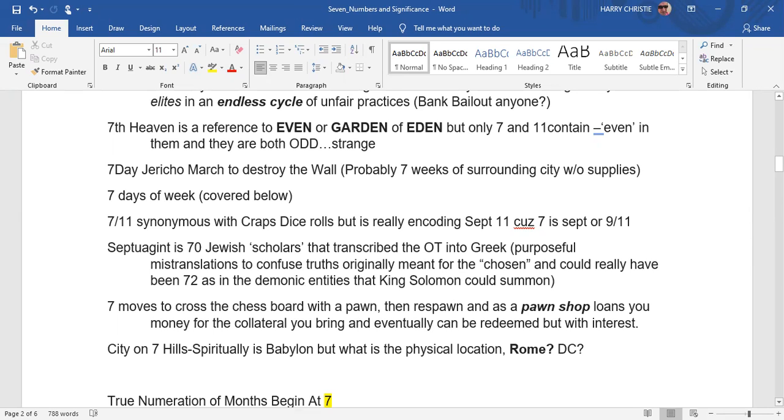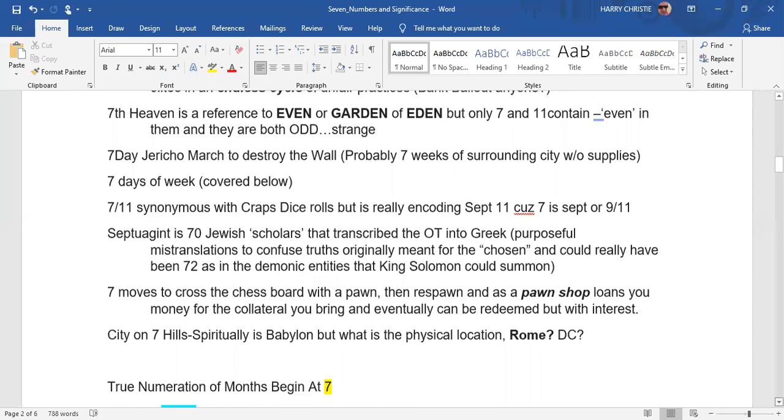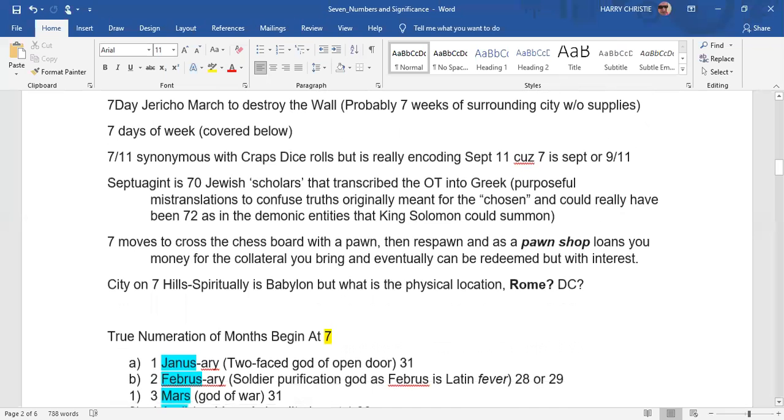And then I remember talking to you about the city on 7 hills. And spiritually, this is called Babylon, but physically, what could it be? Could it be DC? Could it be Rome? There's a big debate. I tend to still think that it's probably Rome. But again, DC used to be called Rome, didn't it, at one point? It did. It did used to be called Rome.